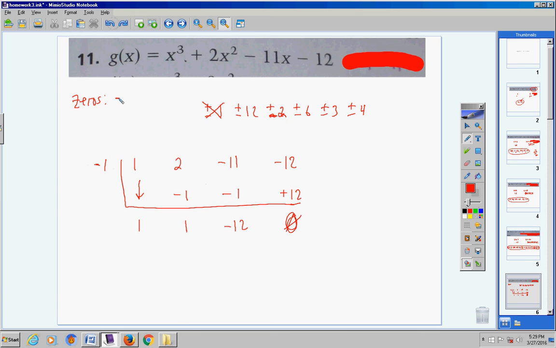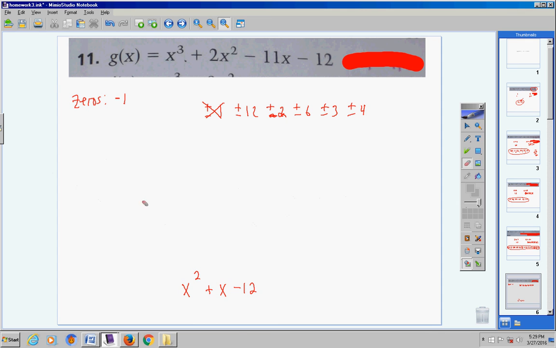Okay? So, now that I've broken this down, I have taken this third degree polynomial and I've broken it down now to a second degree. X squared, x, and that's my constant term. So I have 1x squared, positive x, negative 12. Now, I've got to find the zeros for this. But remember, you might be able to factor it. If you can factor it, you can find the zeros a lot faster, okay?